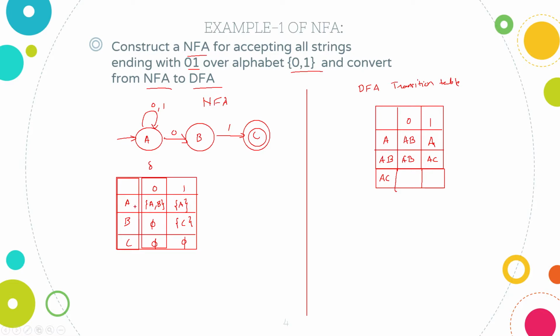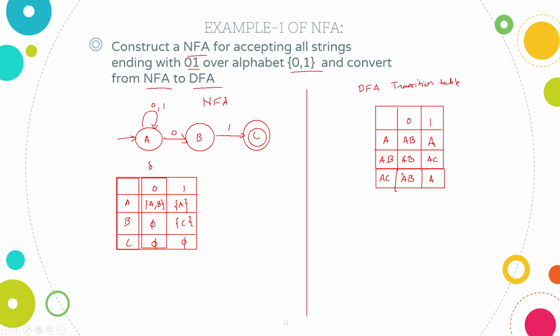If you get an input of 0 when you are in state AC, you go to AB and null. That is, after doing concatenation, you go to state AB. And what about input 1? If you're in state AC and you get an input 1, you go to the concatenation of A and null. That is, again, you get A. So you write it as state A over here.